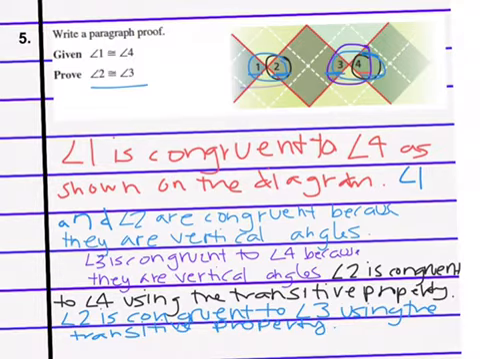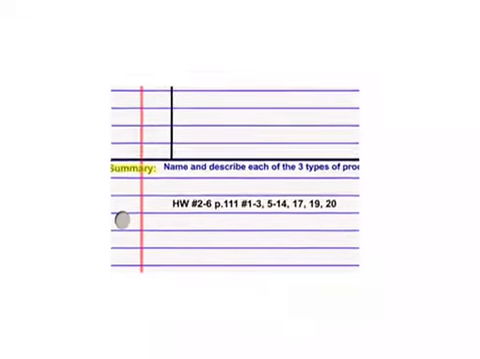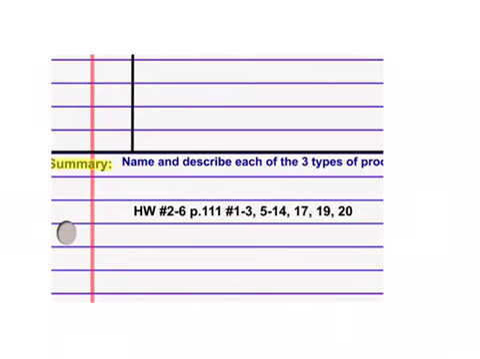All right, last, definitely not least, I realize it got cut off here, but the summary doesn't need to be a novel or anything today. It just says name and describe each of the 3 types of proof. So that would be the 2-column proof, where you have the table with statements and reasons, the flow chart with the arrows and circles, and then the paragraph proof.